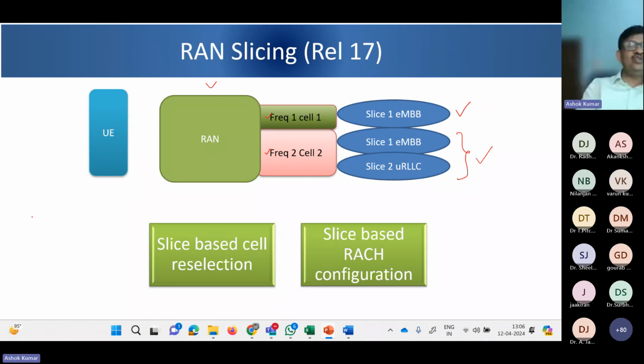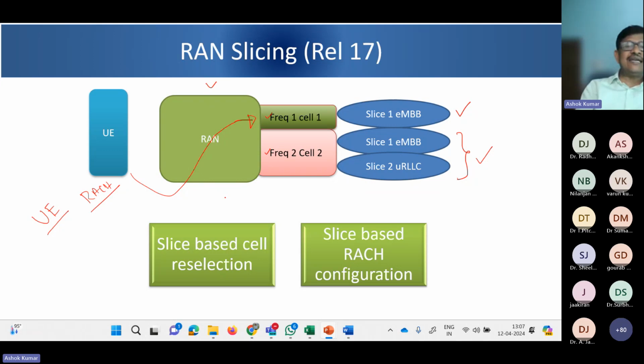And how is it used by the UE? Suppose the UE is trying to access the network, that means the RAN. During the synchronization process, the RACH process, it knows that at that point of time itself it should select a particular frequency only. Suppose it is trying to access the eMBB slice, so it will latch to frequency 1, cell 1, not frequency 2. Frequency 2 is also allowed for eMBB, so 1 or 2. In case of URLLC, it has to connect to this.